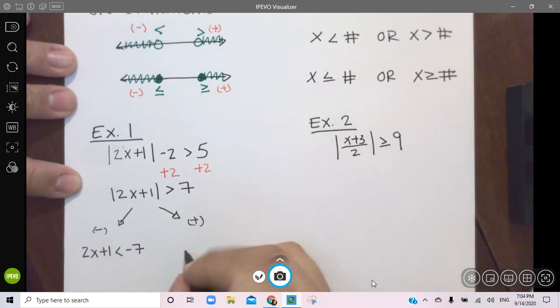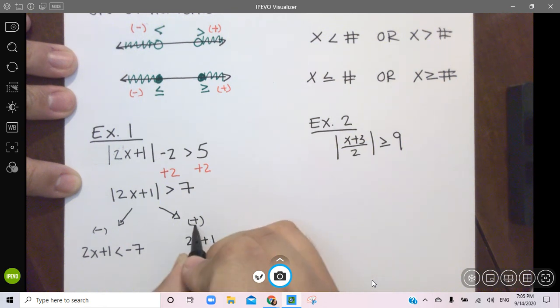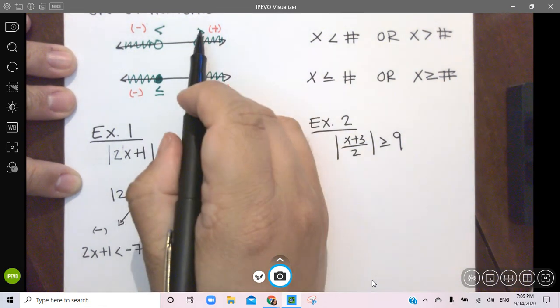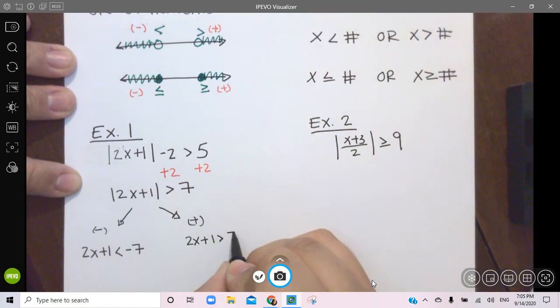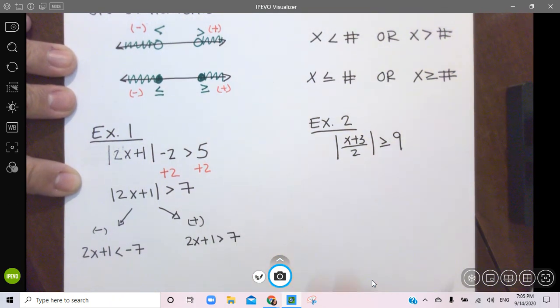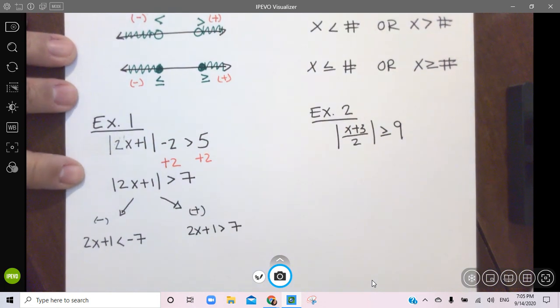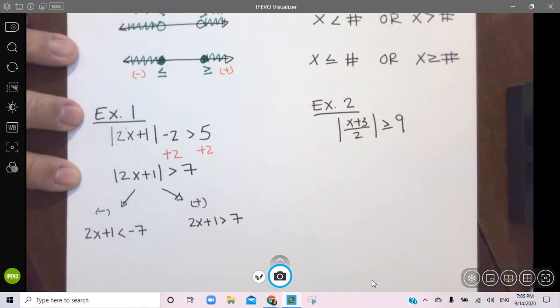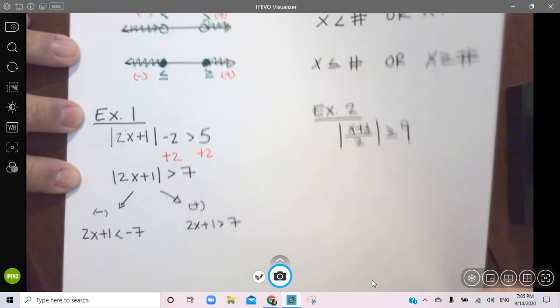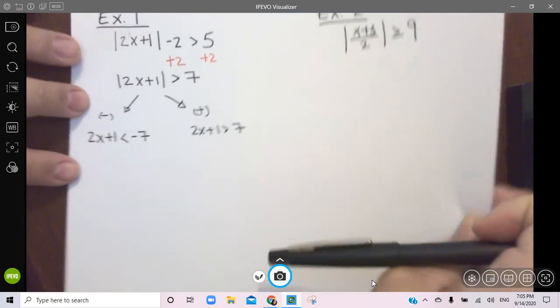For the positive side, I'm going to take what's inside of my absolute value, 2x plus 1. This is my positive side, so I'm going to use greater than. So 2x plus 1 is greater than 7, because that 7 is going to stay the same. Up until now, it should look familiar. It's what we've been doing with the inequalities. So let's go ahead and solve it and see what we get.